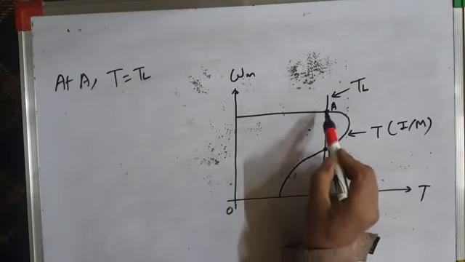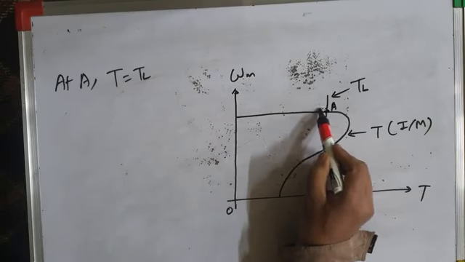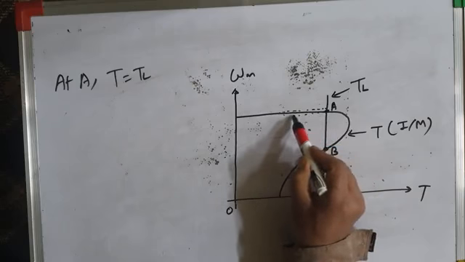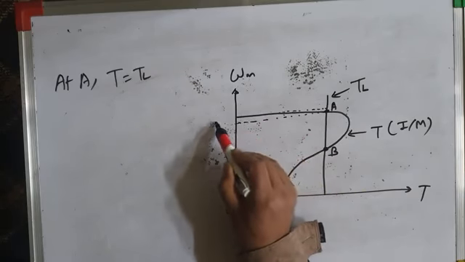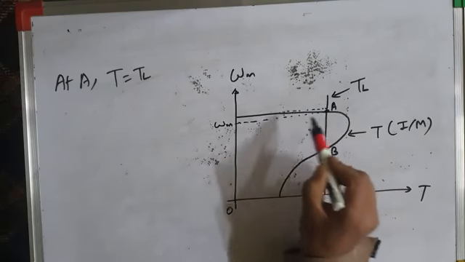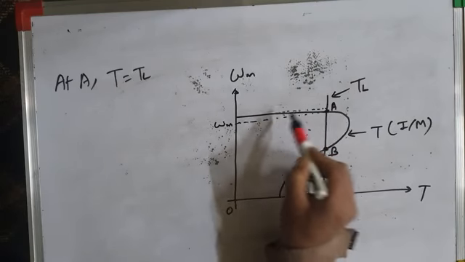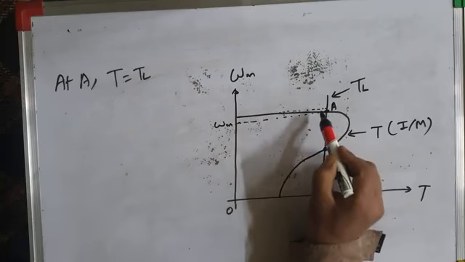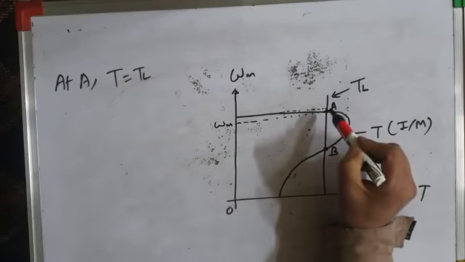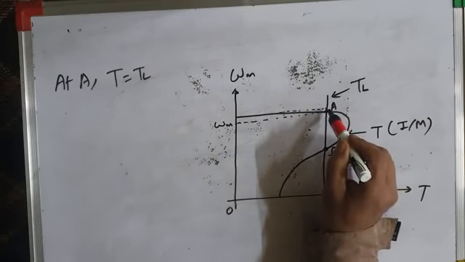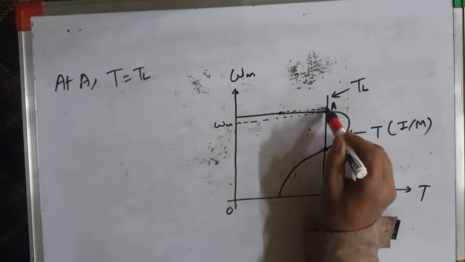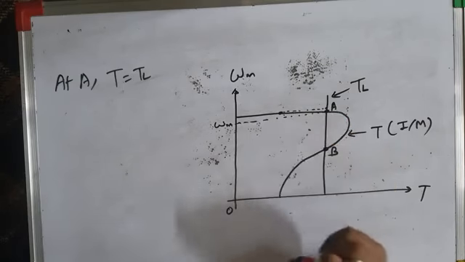If there is a change in the speed, I mean the speed has incremented, let's see what happens. This is the original operating point A, at which the speed is omega m. Let us suppose speed has increased by delta omega m. When the speed has increased by delta omega m, this is the new speed, omega m1. Now, what about load torque? You can very clearly see this is the motor torque and this is the load torque. Load torque is greater than motor torque.